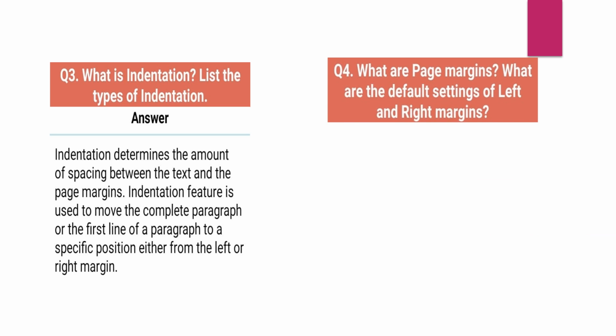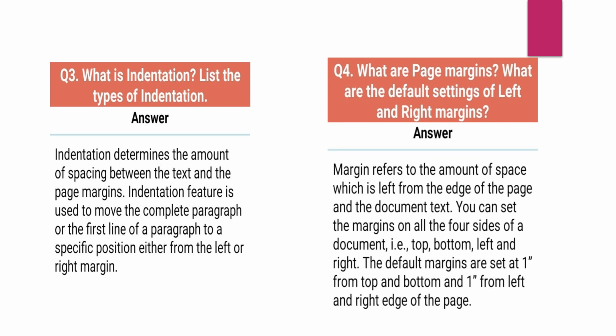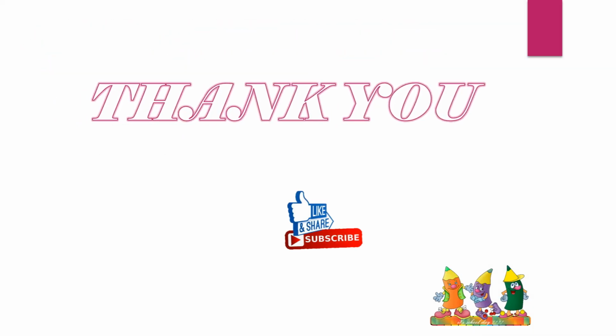Next, we have page margins. What are page margins? What are the default settings of left and right margins? Margins refers to the amount of space which is left from the edge of the page and the document text. You can set the margins on all four sides of a document, that is top, bottom, left and right. The default margins are set at 1 inch from top and bottom and 1 inch from left and right edge of the page. So these are the answers for these questions.